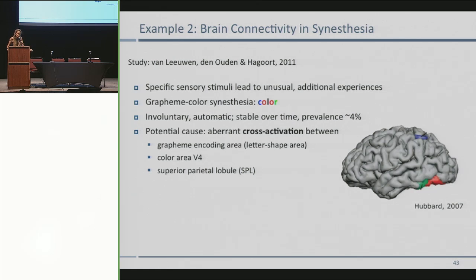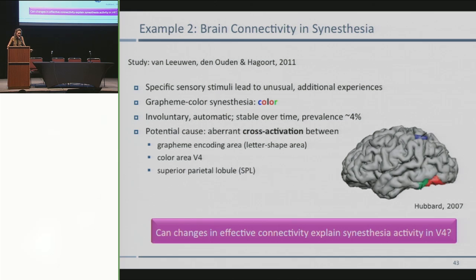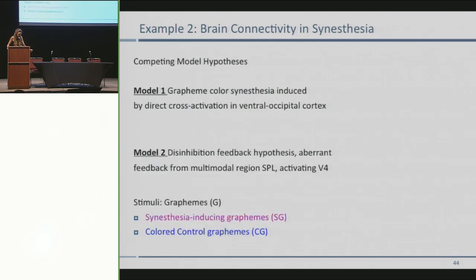Specifically, they had grapheme-color synesthesia, where people saw particular graphemes, like the letters C-O-L-O-R, in different colors. They got an impressive number of participants for this study, and they asked whether changes in effective connectivity can explain synesthesia activity in V4, because a lot of these synesthetes had activations in the color region of the brain when they saw non-colored letters.